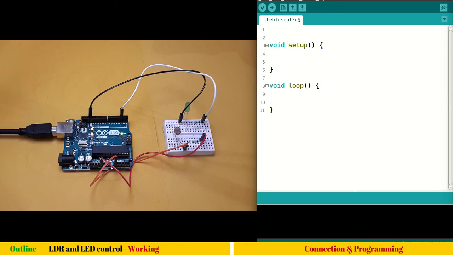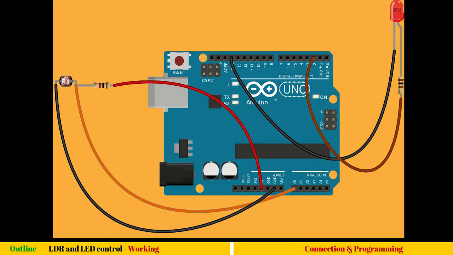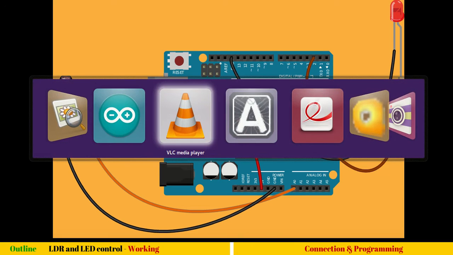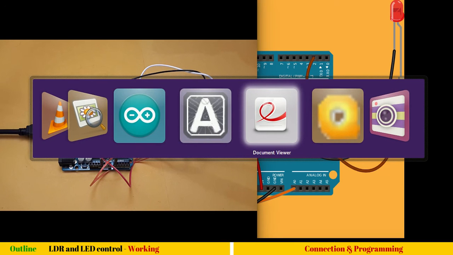So here we are, we have connected the same circuit here, 100 ohm resistor to LED, and the pin is connected to pin number 2, and 1 kilo ohm resistor with LDR in the same voltage divider method, like this. Okay, so let's get into programming.